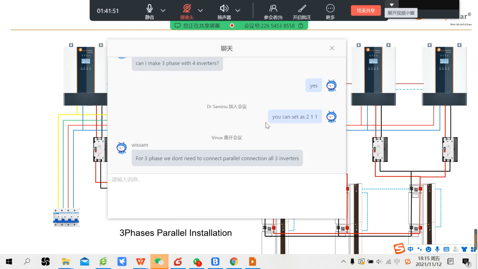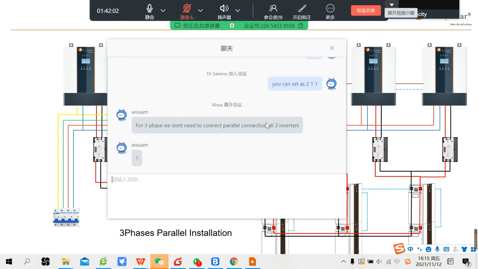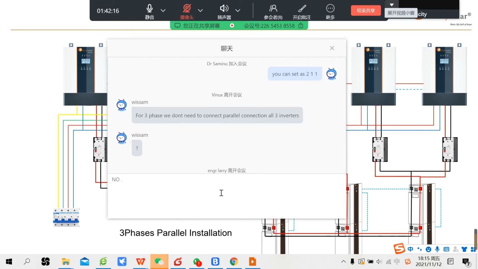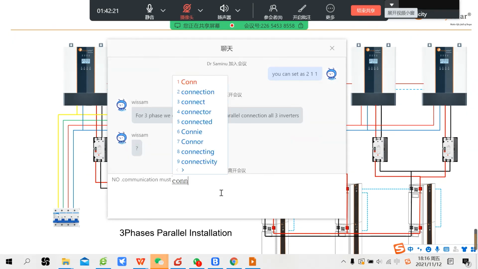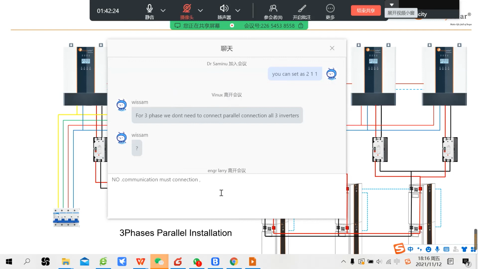For three phase, we don't need to connect all three inverters in parallel connection. No. For three phase, if you only have three inverters and you want to combine them to connect three phase, you need to connect the communication cable. You must connect the communication cable. The current sharing cable is not needed.